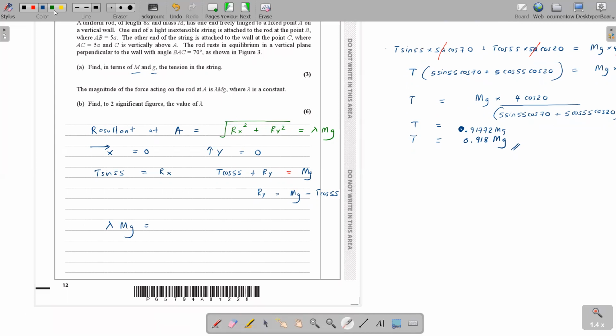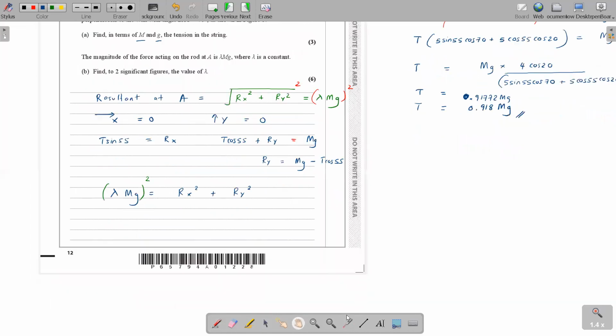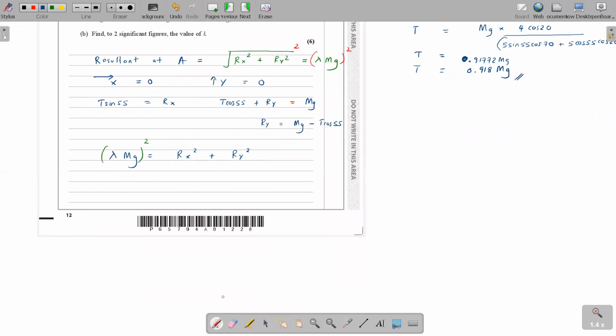Is it okay if I do it like this? Squaring both sides, you can see I remove the root here, right? Do you all understand what I'm doing? Rx squared plus Ry squared, you square both sides so that this big root removes. These things are easy, just M1 stuff. Left equal right, up equal down. So you get lambda squared, m squared, g squared, everyone gets squared. Rx squared is T sine 55 squared. Ry squared is mg minus T cos 55, squared.